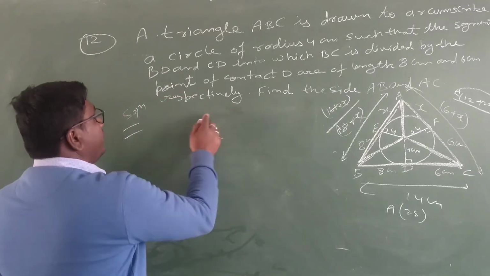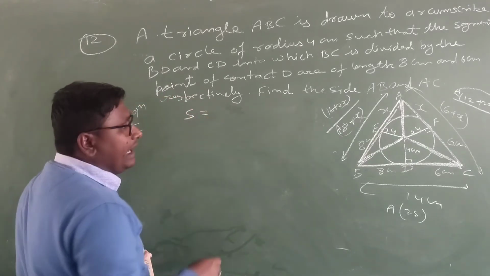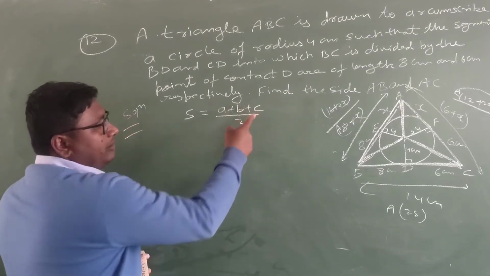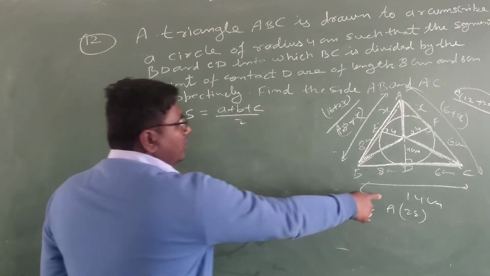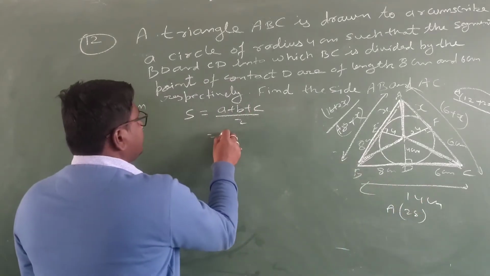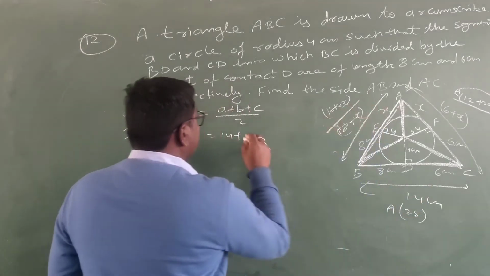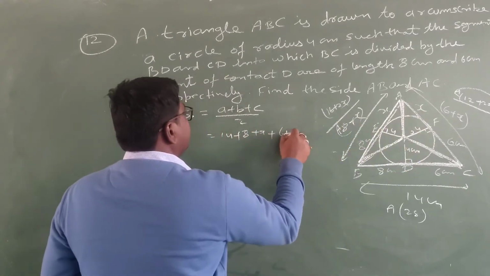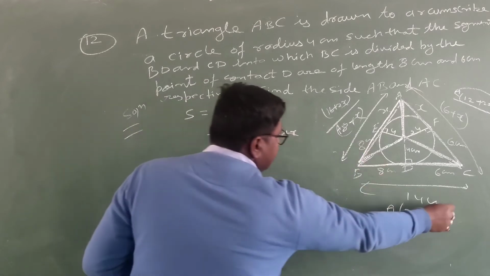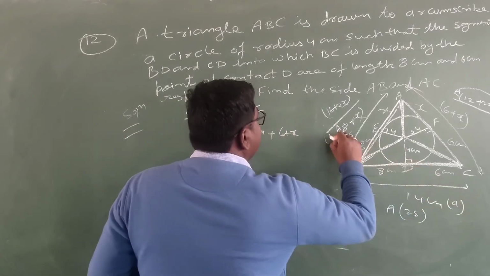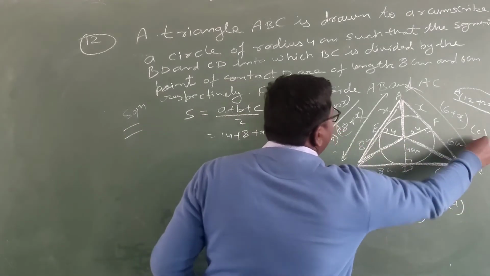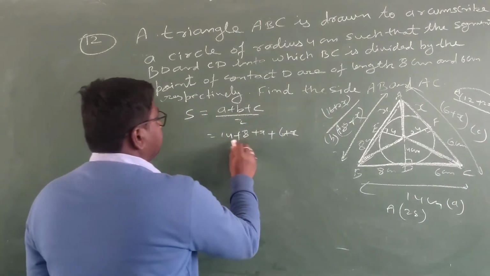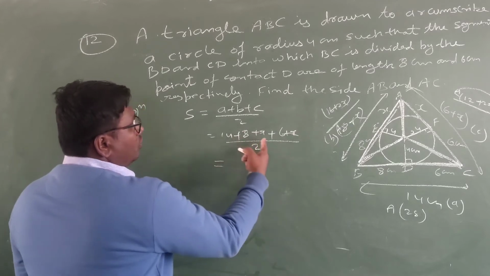So now for Heron, first of all we must have s, and the formula of s is a plus b plus c, where a, b and c are the sides of the triangle. So the sides of the triangle will be 14, 8 plus x, and 6 plus x. Let it be a, let it be b, and let it be c. So a plus b plus c, first of all we need to get s, and then divide by 2. So solve it.